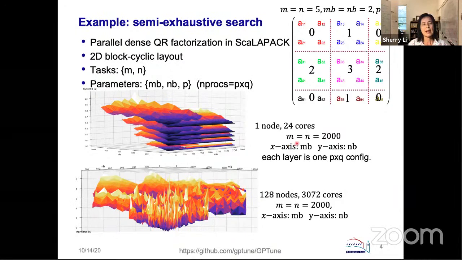And this particular task is 2000 dimension. And then you can see that the vertical axis is the runtime. We do different numbers of processes, so probably 2, 6, 16 or something up to 32, up to 24 in this case. And if you run on one node, you can clearly see that with different numbers of processes, the runtime is pretty much divided as expected. You can see the clear layers.